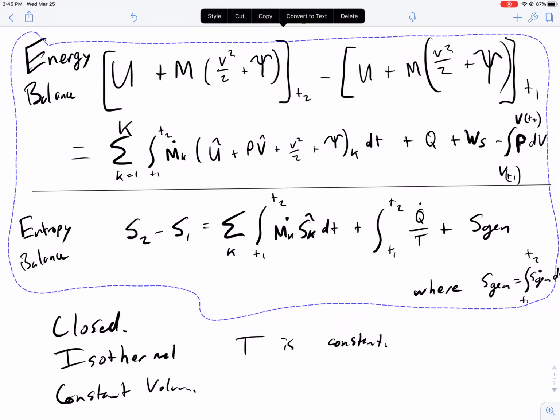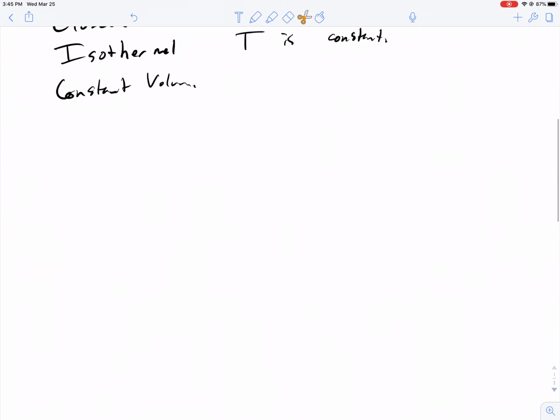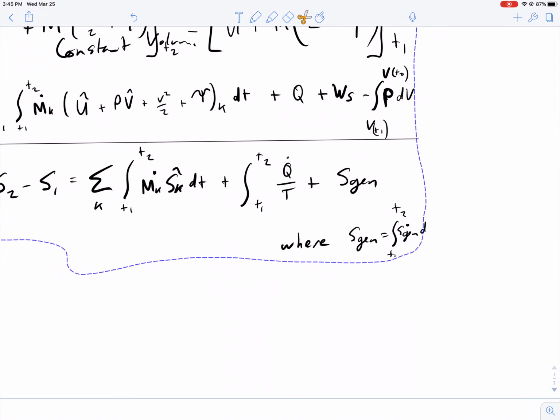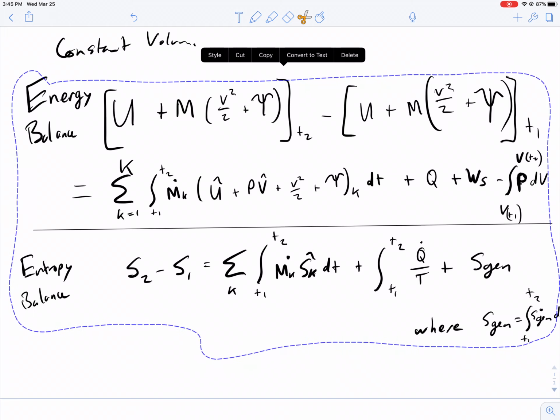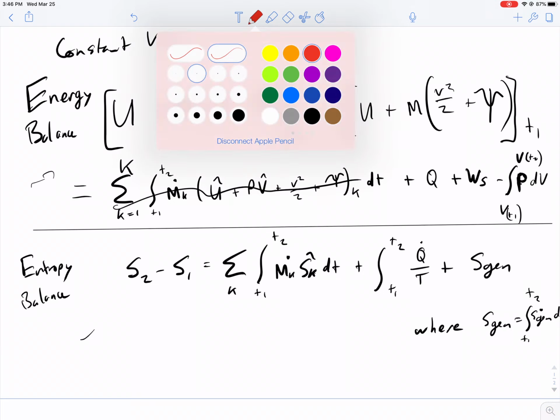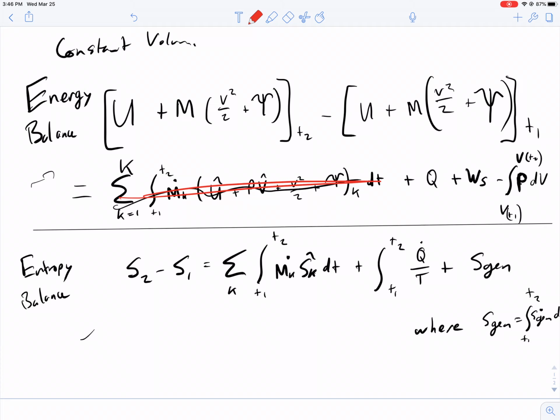So we'll do a quick copy, and then it's the magic of the iPad that allows us to copy and paste it. So now we can go through, and what we care about is this change in energy and entropy in these two states with this type of system. So it's closed, so all of these terms with the mass flow are gone. Let's use red to strike through those. Now all the mass flows and entropy are gone.